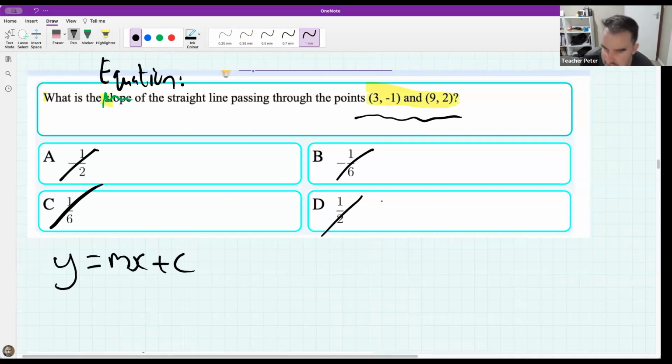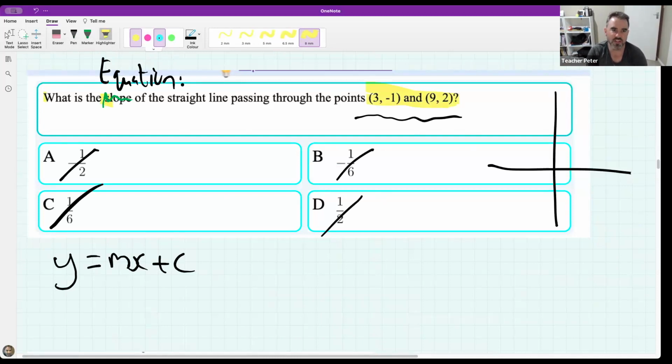Now, this is a bit trickier because for the c value, you're going to need to use something else to help you find it. But I just want to see how many of you know some techniques for doing that. And then I will show you, and then after the break, we'll go into it in more detail. Let's see what you can do. Find me the equation of that straight line.